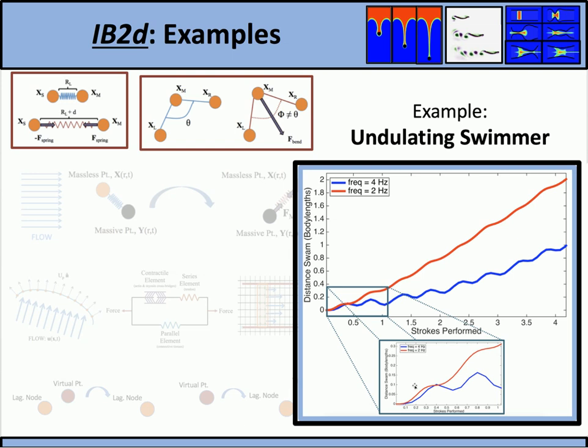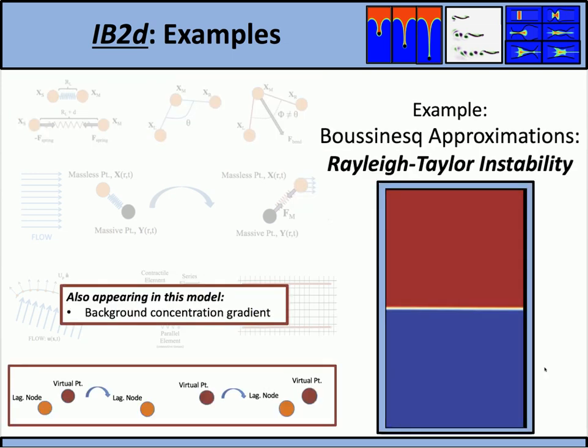strokes it has performed. The next example I'll show you actually doesn't involve any Lagrangian points or immersed boundaries in the middle of our domain. We essentially have aligned our domain on each side with target points. And these target points are more or less a way just so fluid doesn't go through the boundaries in a periodic fashion like usual. And what we're trying to model here is a Rayleigh-Taylor instability. So we also have a background concentration gradient and Boussinesq approximation as well.